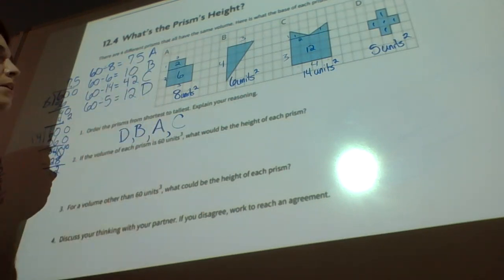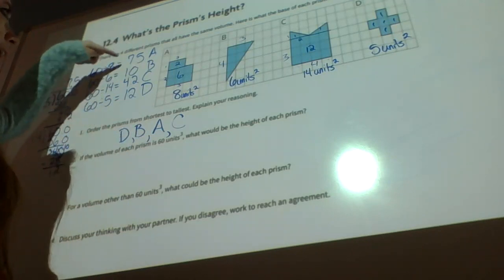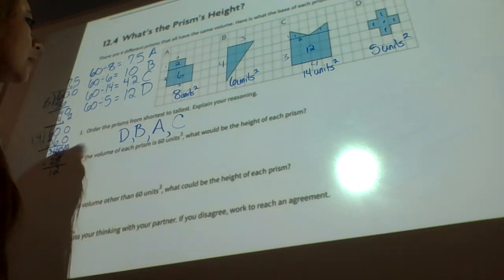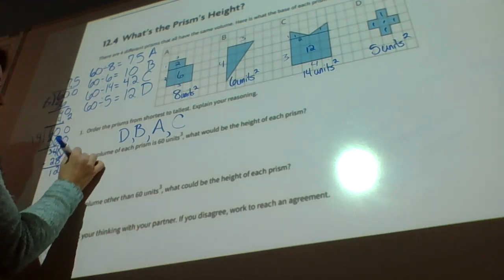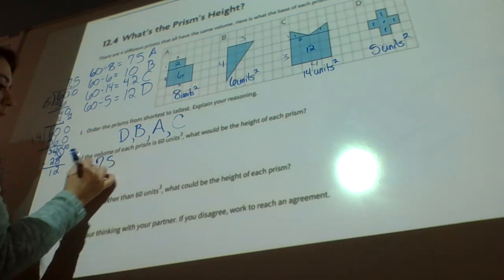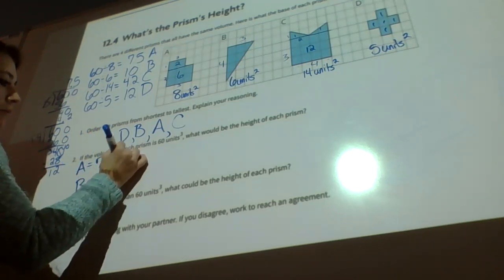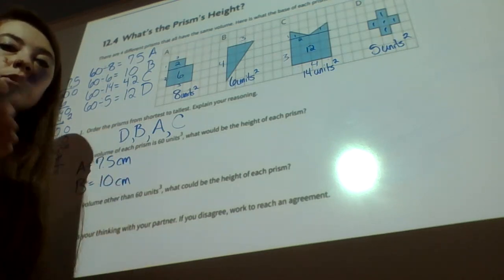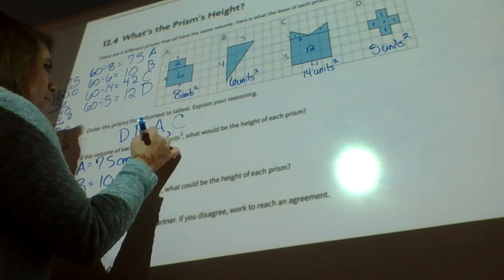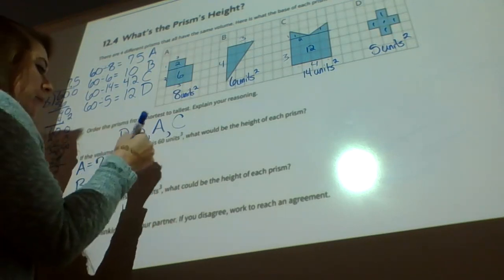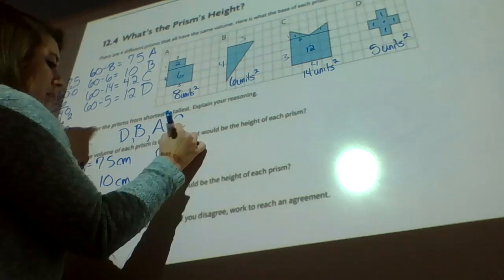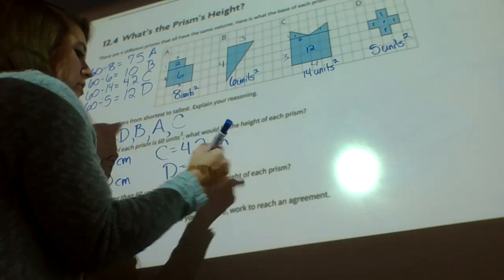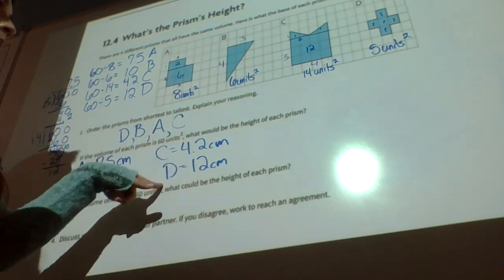So here are our different heights. For A, it's 7.5. For B, it's 10. For C, it's 4.2. And for D, it's 12. So these are the different heights, which shows us that we were right in our shortest to tallest ordering that we did before. So let's see, B, C is 4.2 centimeters, and D is 12 centimeters. So D had the biggest height with 12.